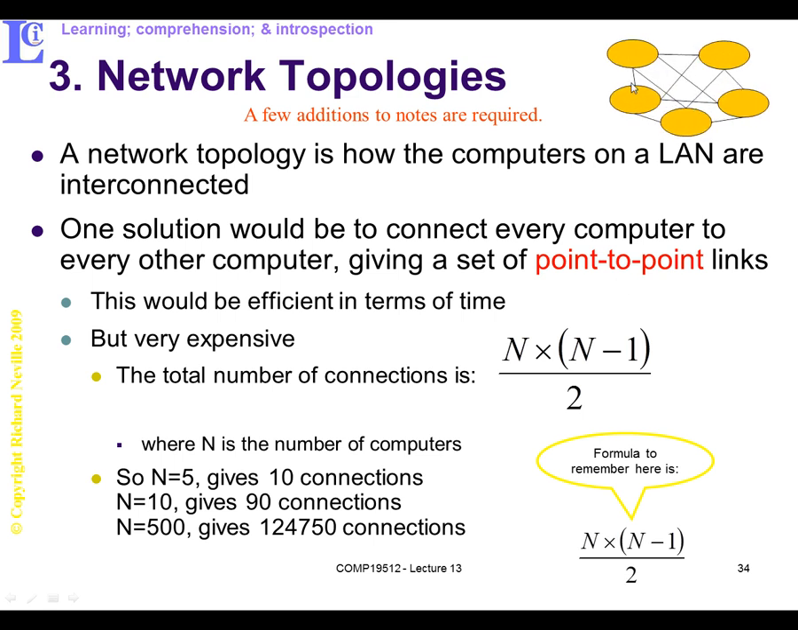And that's for this network. It's a fully connected point-to-point, so every single node is connected to each other. This one's connected to that one, that one, that one, and that one.